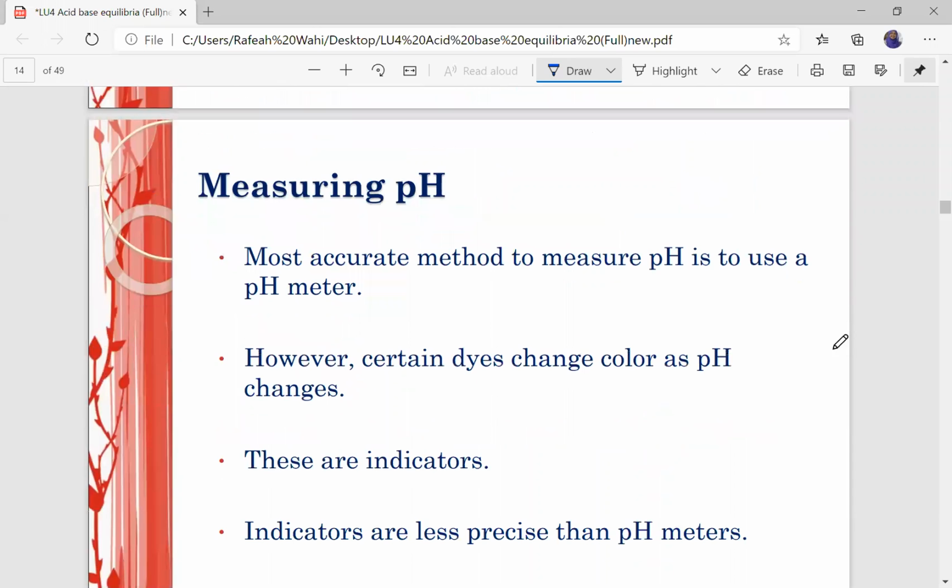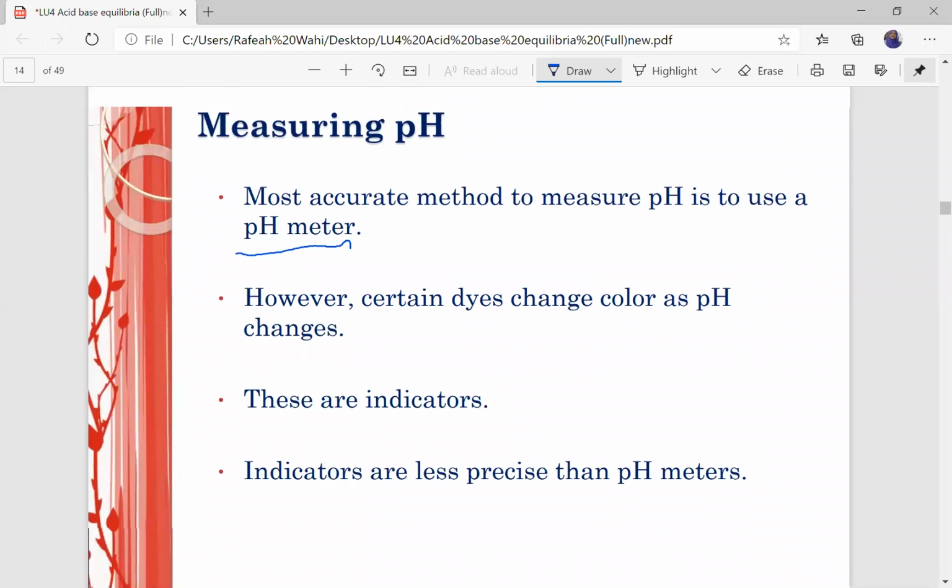Now we move on to how we measure pH. Normally in secondary school we always measure pH by using a pH meter, or using a pH paper, but the most accurate method to measure pH is actually by using a pH meter. Because by using a pH meter, as I have mentioned just now, we can detect even the negative pH for the solution. Okay?